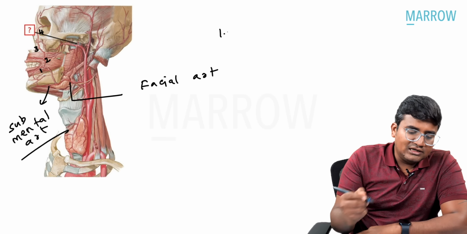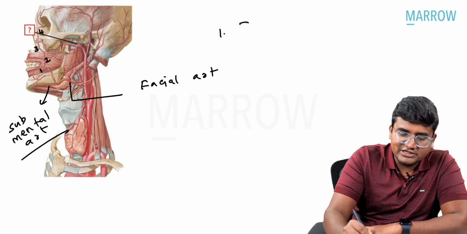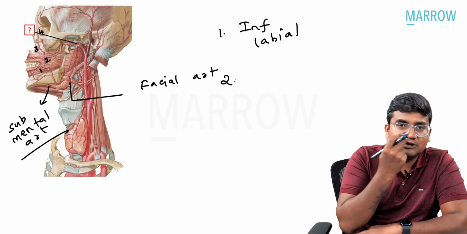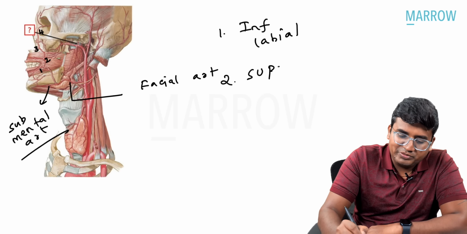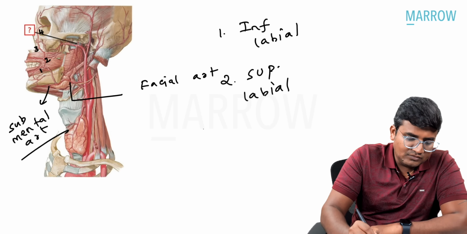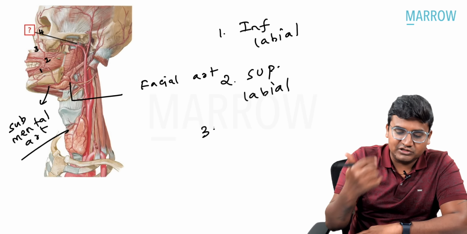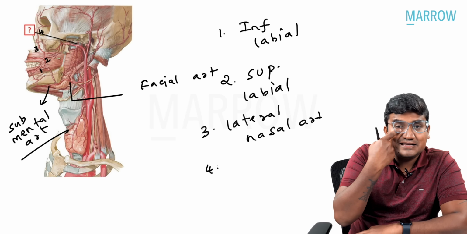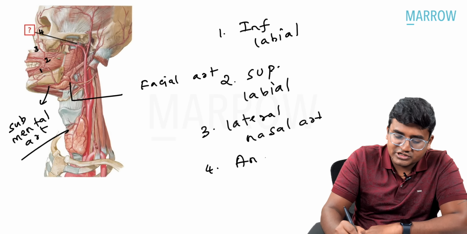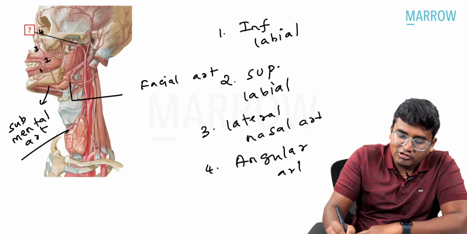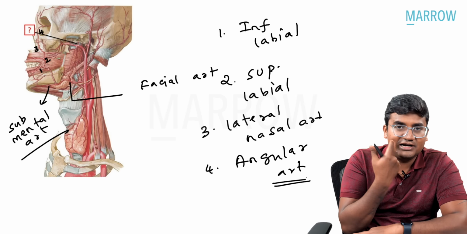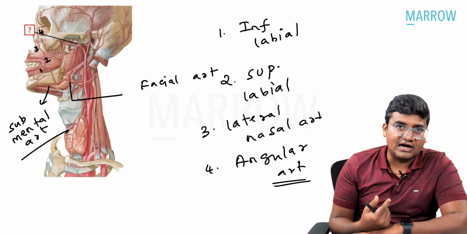Now what is number 1? Number 1 is supplying the lower lip, so it is called inferior labial artery. Number 2 supplies the upper lip, so superior labial artery. Number 3 supplies the lateral part of the nose, lateral nasal artery. And number 4 supplies the angle of the eye, angular artery. These are the 4 branches given by the facial artery in the face: inferior labial, superior labial, lateral nasal and the angular artery.